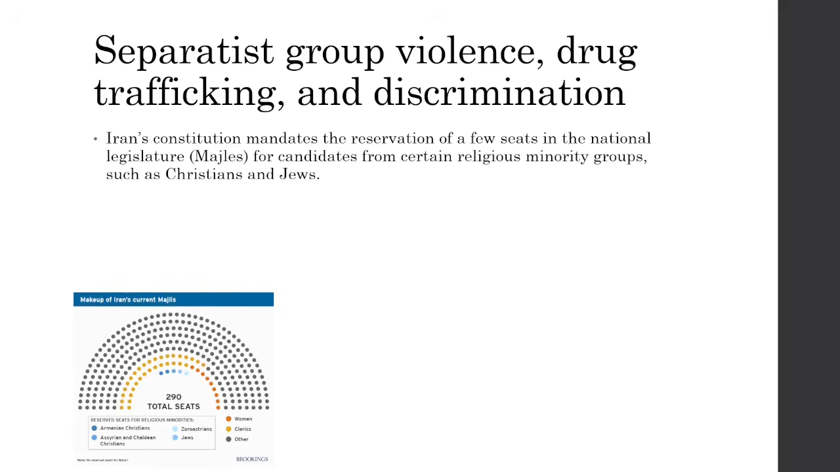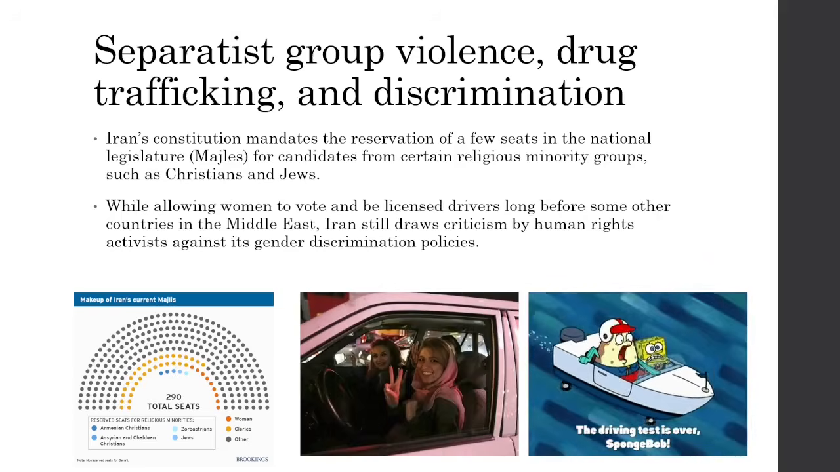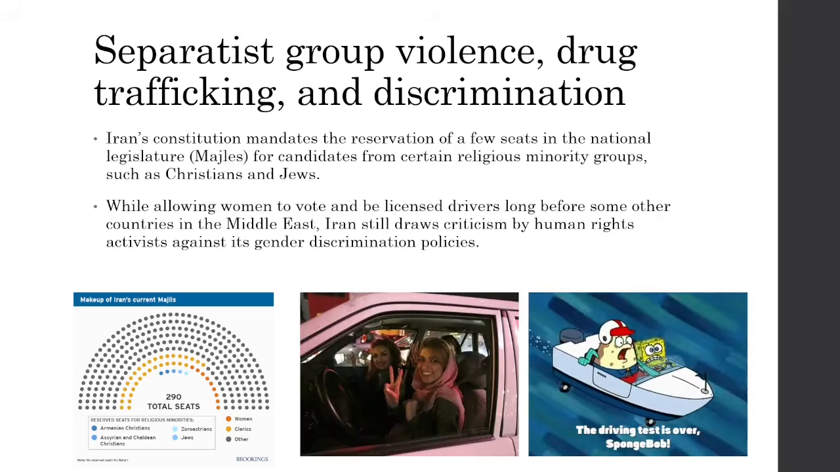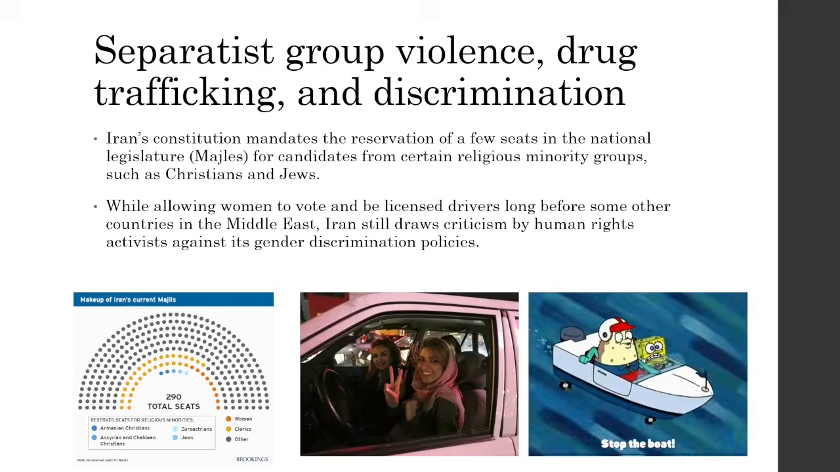So Iran's constitution mandates that there's a few seats in the national legislature, the majlis, for candidates that are Christians and Jewish. So it's not just Muslim. They also allow women to be in the majlis. Very interesting. Now, they allow women to vote as well, and they have allowed them to be licensed drivers long before many other countries in the Middle East.